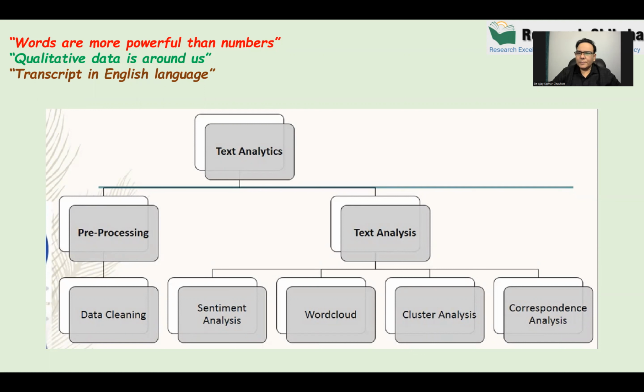A word cloud is a graph which represents the different important words along with their frequency. The most frequent words come large, and less frequent words come small. We can do cluster analysis, correspondence analysis. So you can see different methods that we can apply on the text, and we will do all these methods.